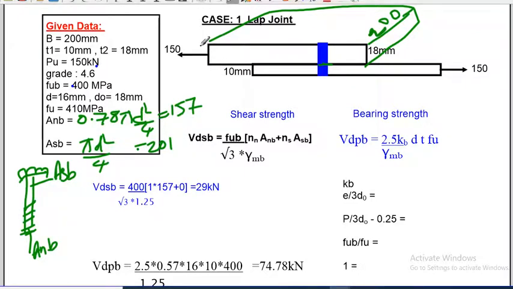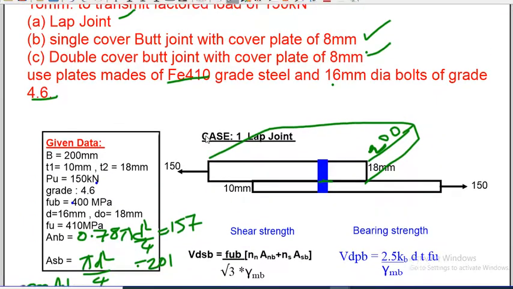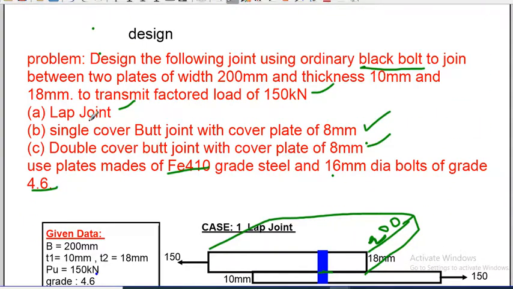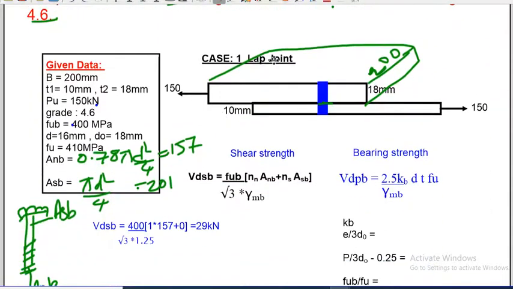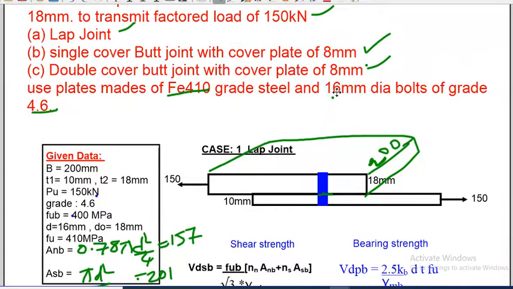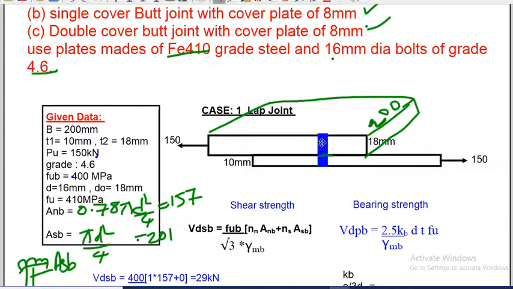So how are we going to apply this going forward? The question is, we need to design three types. One is lap joint, another is single cover butt joint, and the last is double cover butt joint. So let us take the first case, lap joint. Lap joint is nothing but like this. Our aim is to design the joint, meaning we need to find out the diameter of the bolt and how many bolts are required. But the diameter of the bolt is given here directly, so we don't need to worry about that. In our case, we only need to find the number of bolts.